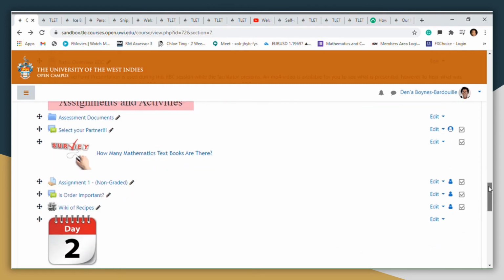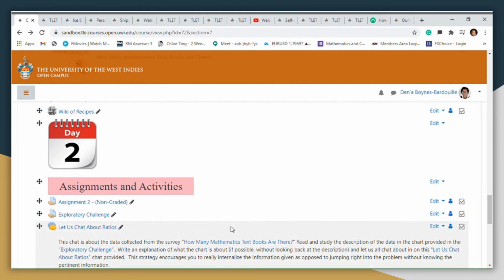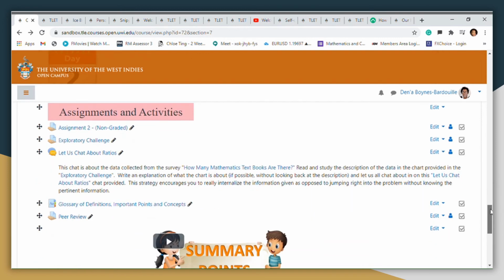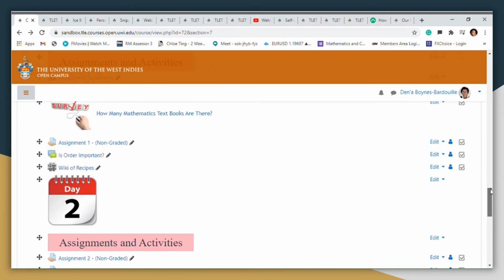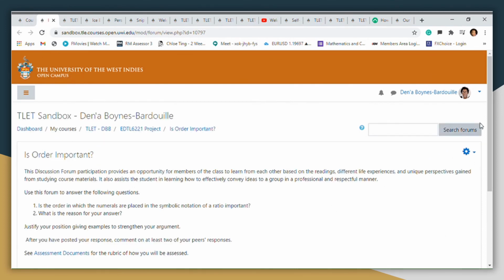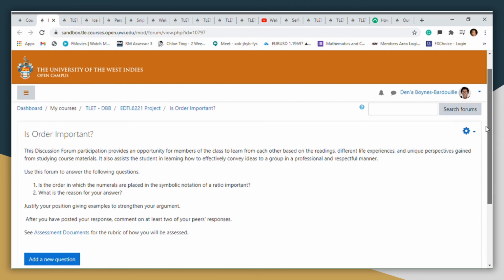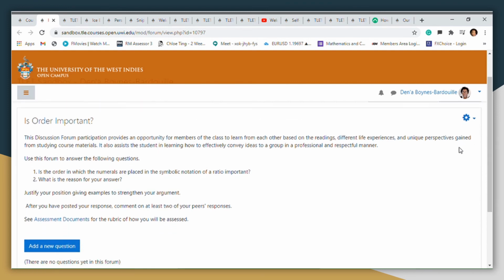Here, the students are motivated to learn through varied, engaging activities throughout the course, which contain basic concepts and theories, thoughtful discussions, and meaningful application of knowledge. The discussion forum participation provides an opportunity for members of the class to learn from each other based on the readings, different life experiences, and unique perspectives gained from studying the course material. It also assists the students in learning how to effectively convey ideas to a group in a professional and respectful manner.